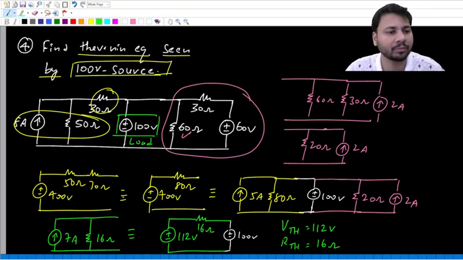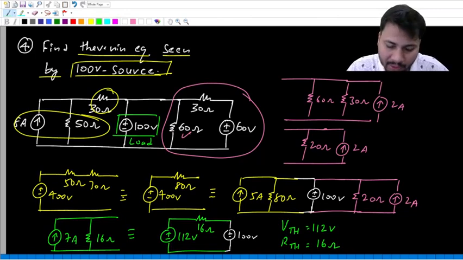Another way could have been what? You could have replaced the 100 volt source with an open circuit, and then you can find VOC.